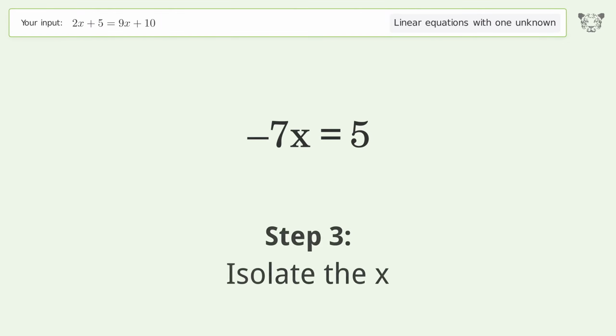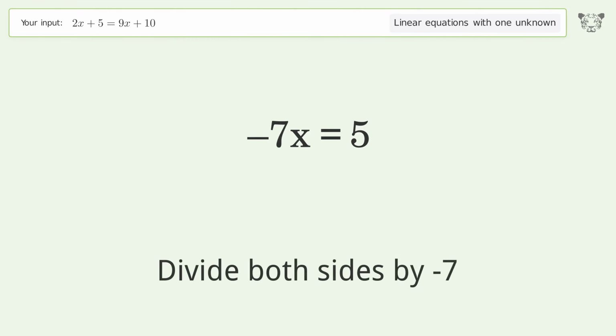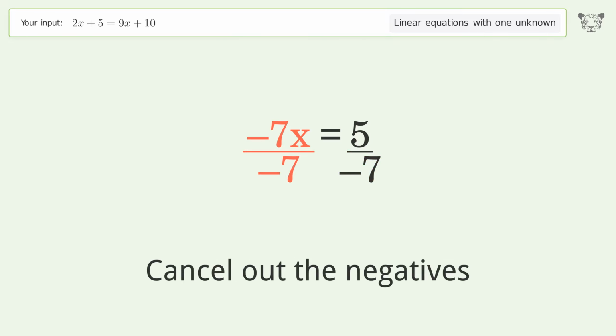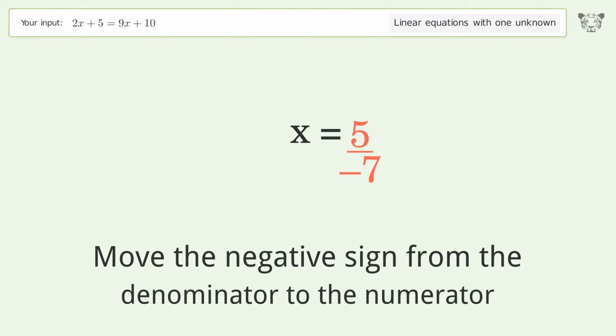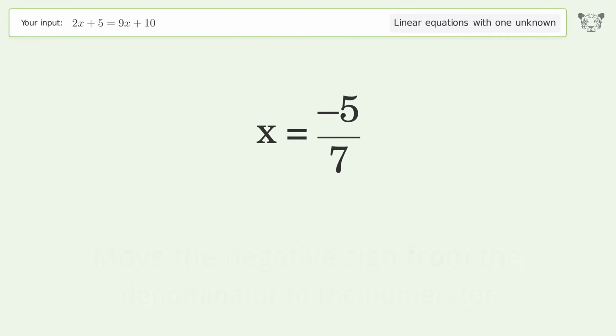Isolate the x. Divide both sides by -7. Cancel out the negatives. Simplify the fraction. Move the negative sign from the denominator to the numerator. And so the final result is x equals -5/7.